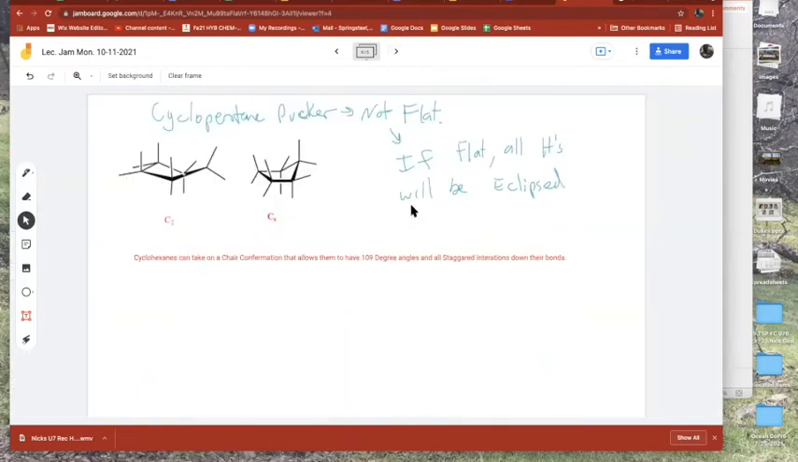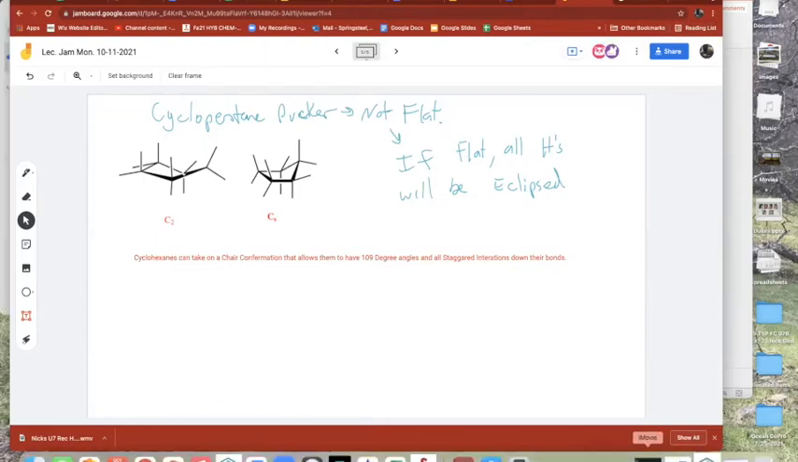So now we're going to start the bulk of this chapter, drawing and understanding cyclohexanes. They're the key, the star of the show. I think I'll stop the screen share so I can see myself better. Yeah, this will be better.